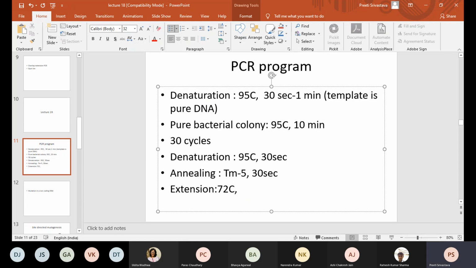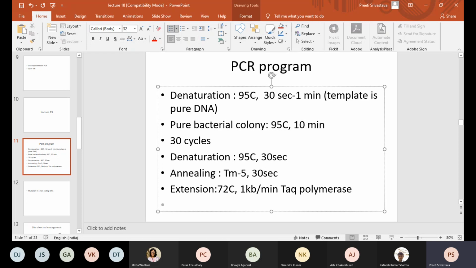Optimal temperature for the polymerase, optimal temperature for extension of the polymerase. In this case it varies. So for example, for Taq polymerase it is 1 kb per minute. You remember that? Yes, ma'am.